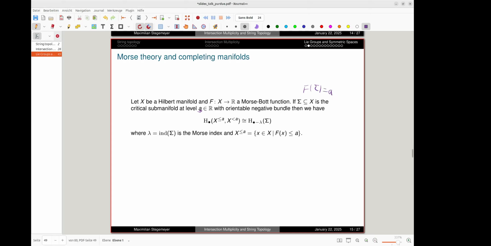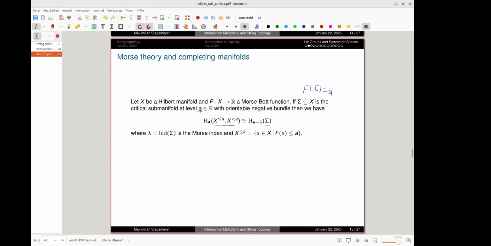Assume that this critical submanifold, you can associate a so-called negative bundle, and if you assume that this is orientable, then there's an isomorphism of this relative homology to the homology of the critical submanifold with the index shift, with the degree shift. Where lambda is the Morse index, and here we have the sublevel set.